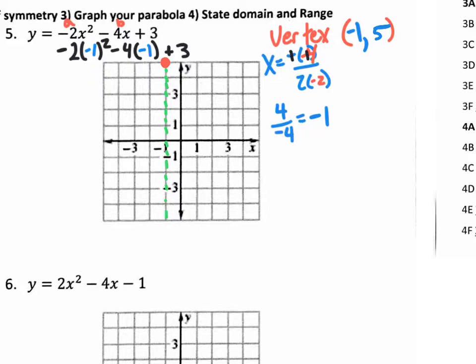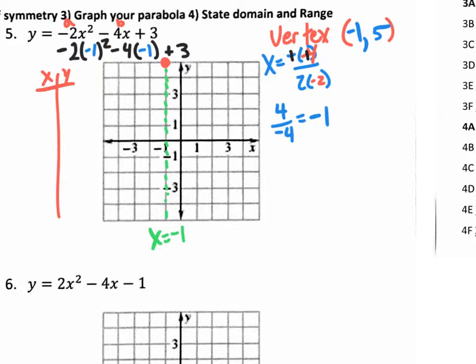Could somebody give me the equation of this axis of symmetry, since we have to give the equation anyway? What's the equation? X equals negative 1. That's right. Perfect. That's the equation of the axis of symmetry. Let's get more points. So I need an XY table. Let's find some more coordinates. What numbers would be good to plug in?